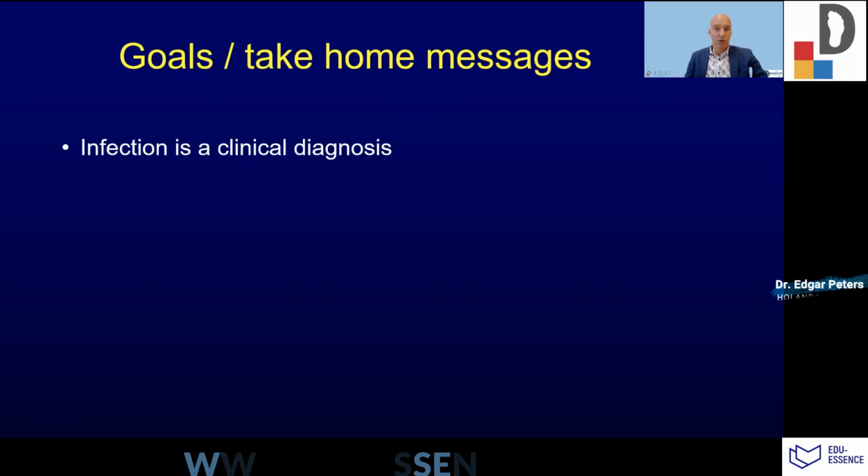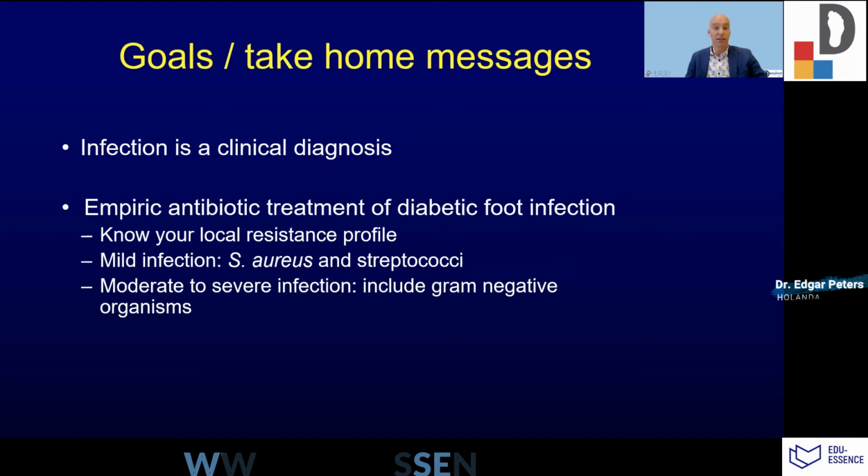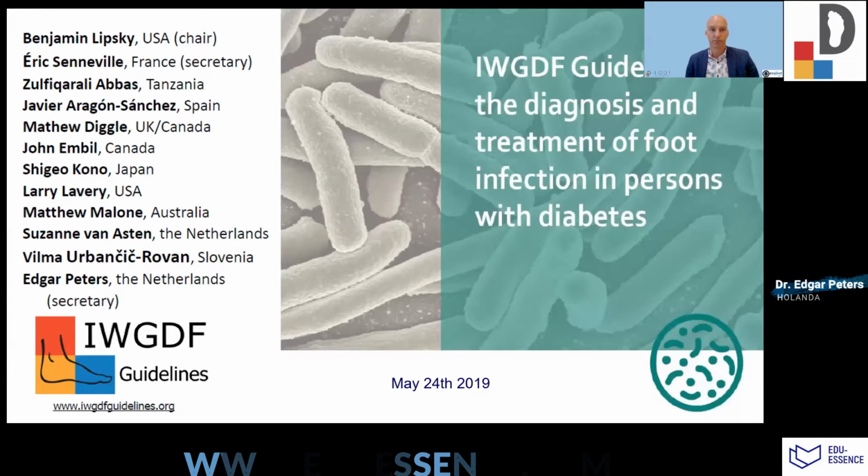My take-home message and goals of this presentation are that you then know that infection is a clinical diagnosis. If you want to prescribe empiric antibiotic treatment for diabetic foot infections, you have to know your local resistance profile. In case of mild infection, cover Staph aureus and streptococci. In the case of moderate to severe infection, also include gram-negative organisms.